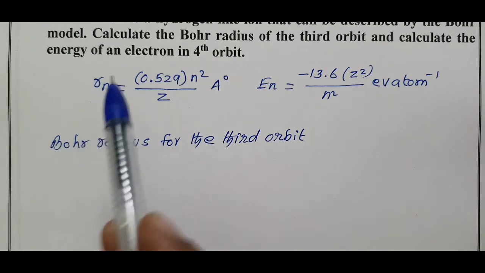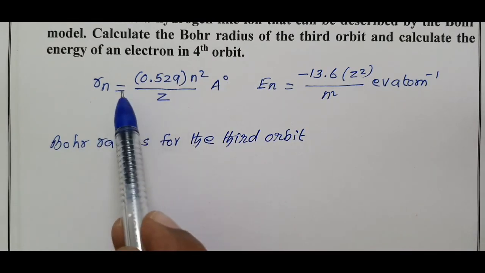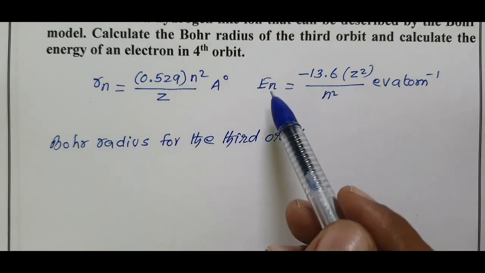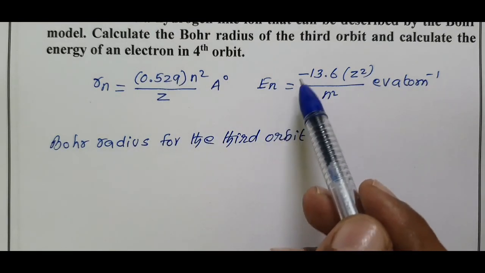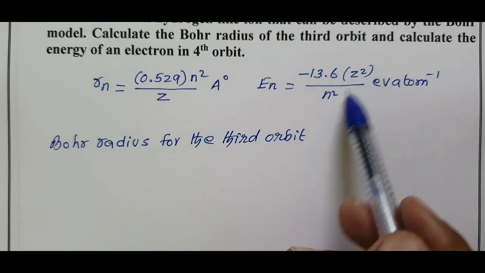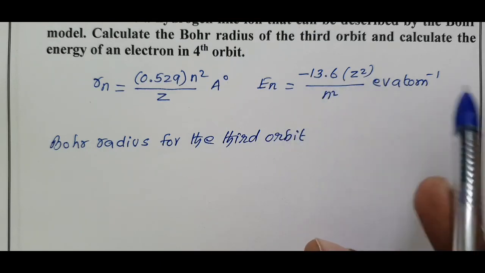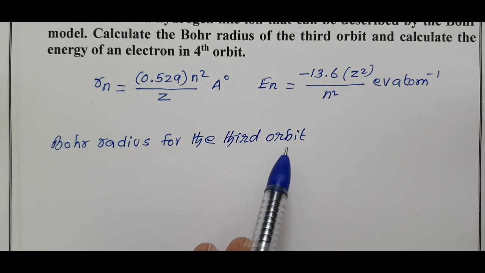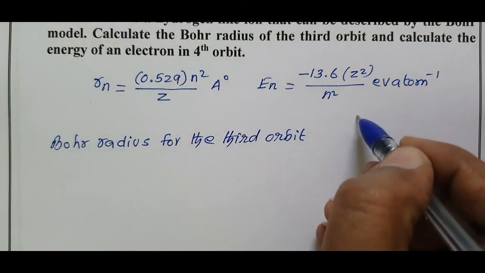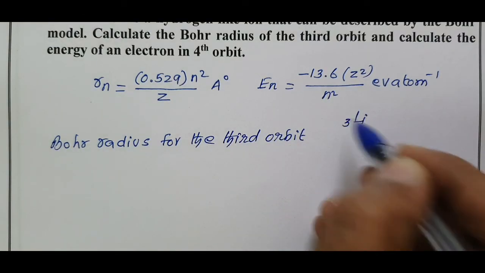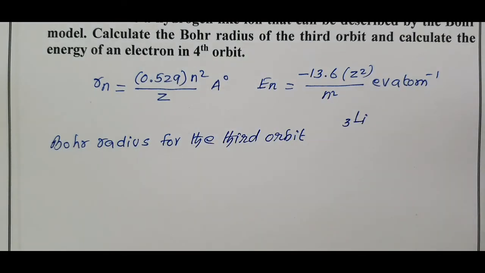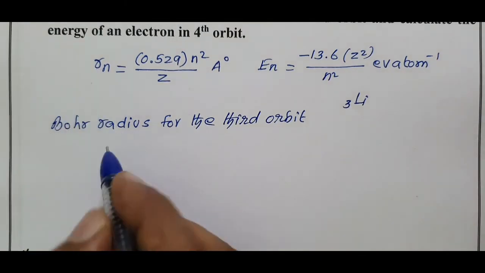The radius of an electron according to the Bohr formula is 0.529 n squared divided by Z Angstrom. Energy of the electron is equal to minus 13.6 Z squared divided by n squared, electron volt per atom. Bohr radius for the third orbit, we have to find out first. Lithium atomic number is 3, and the lithium 2 plus ion contains only one electron.